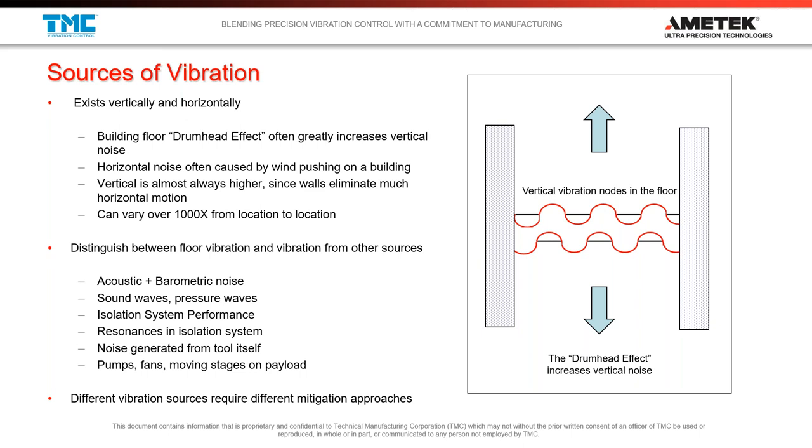So vertical is almost always higher in a building. And what's interesting is it's difficult to measure floor vibration because it can vary over 1,000 times from location to location. When you're measuring floor vibration, and measuring vibration is a topic I cover in another webinar, you've got to be careful, because a floor vibration is a standing wave, and you can happen to place your sensor at a node and see very, very little, but you move over a couple inches or a couple feet, you might see a lot of floor vibration at an antinode. It's also affected by mass and the location of columns. So if you're near a column, you're going to have less vibration than if you were in the center of a floor.